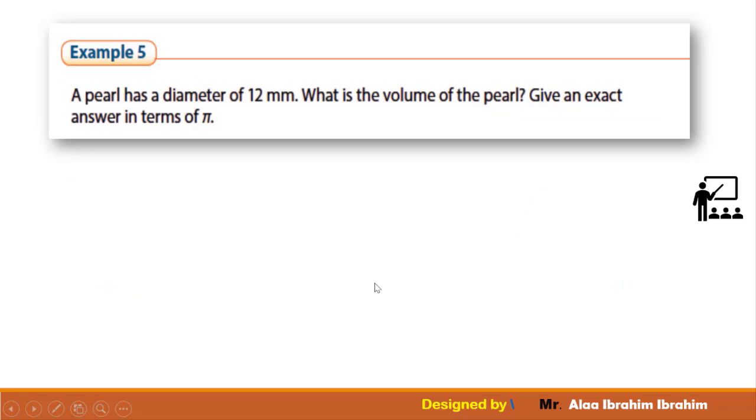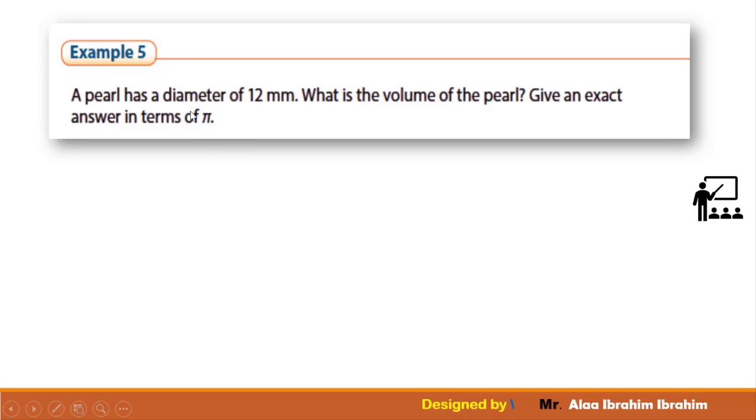Now we're going to something else. A pearl here has a diameter of 12. A pearl is a shape or object in the form of a sphere. So we're dealing with a sphere. I need the volume.